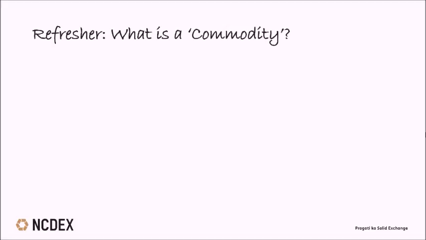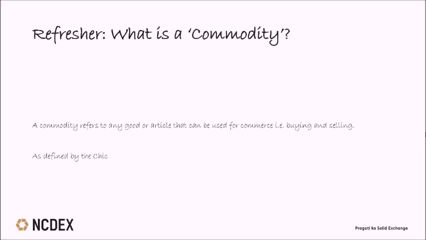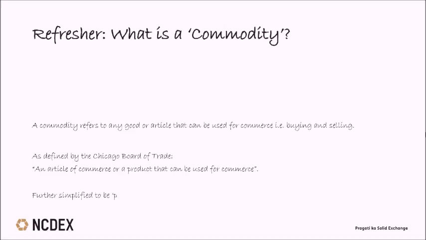Let's do a quick recap of the concepts learned in the first tutorial. So here's a quick refresher on what is a commodity. A commodity refers to any good or article that can be used for commerce, that is buying and selling. As defined by the CBOT, that is the Chicago Board of Trade, an article of commerce or a product that can be used for commerce is a commodity. Further simplified to be, products traded on an authorized commodity exchange are commodities.